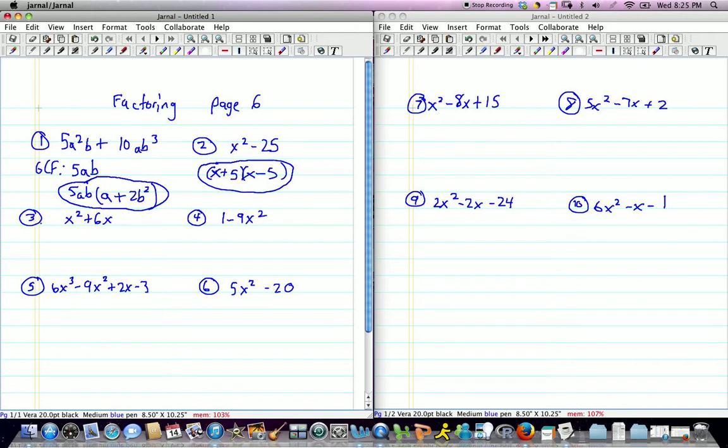If we look at number 3, it has a GCF. That GCF here is x. So I'm going to take that out. So x squared divided by x is just x. 6x divided by x is just 6. So I've now made this simpler and I'm finished.